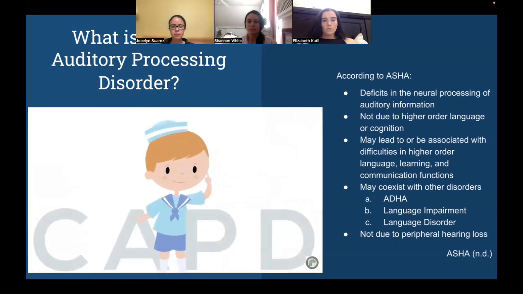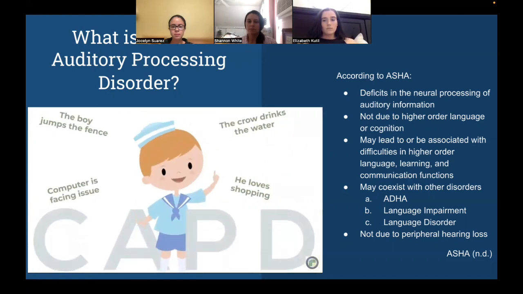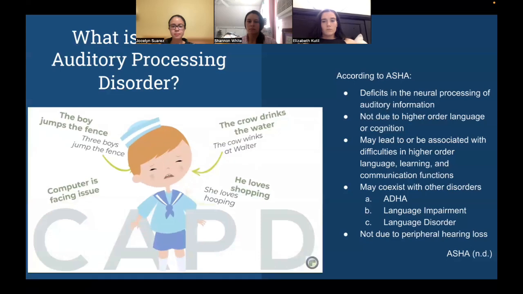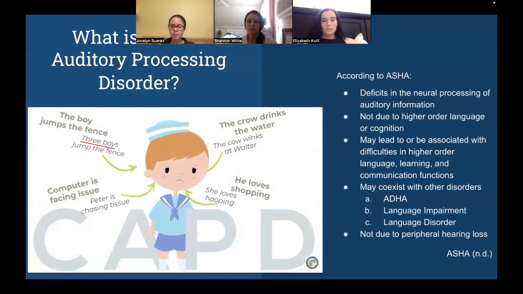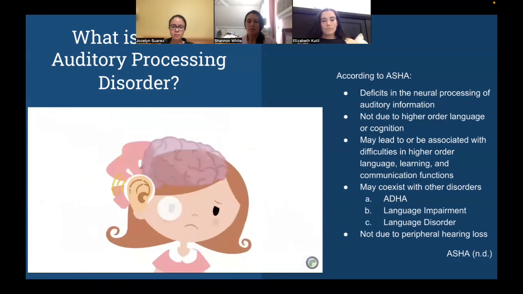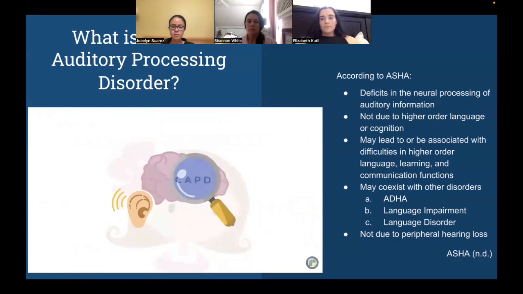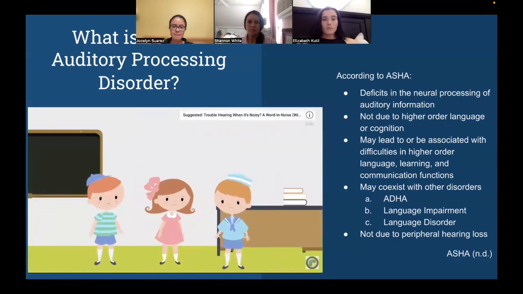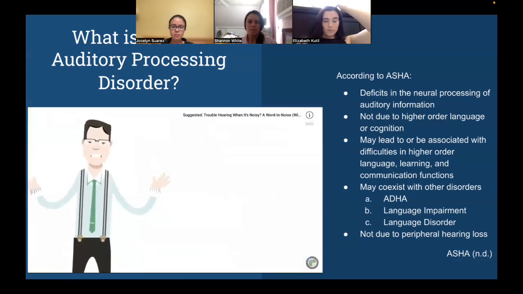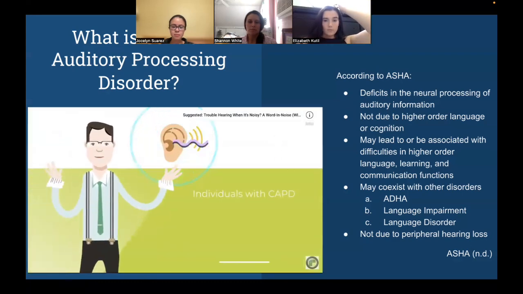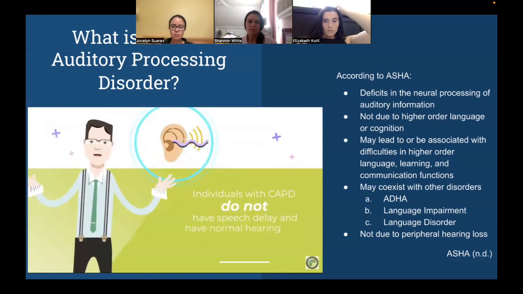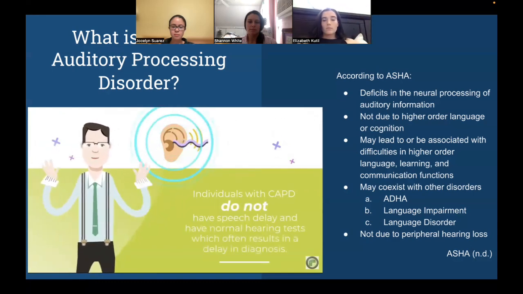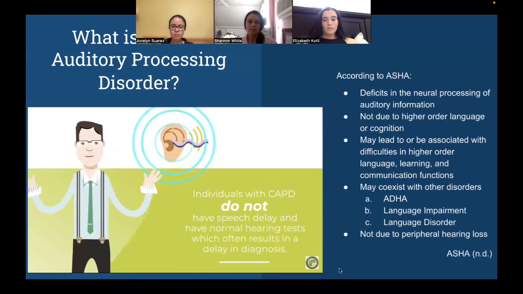Often, someone with CAPD will hear a wide range of different words and/or add in extra letters from what was actually spoken. With such alterations, it changes the entire meaning and understanding of the spoken sentence. If CAPD is not recognized in an individual and addressed, processing delays will undermine the natural development of learning and reading. It is important to keep in mind that individuals with CAPD do not have speech delay and have normal hearing tests, which often results in a delay in diagnosis.